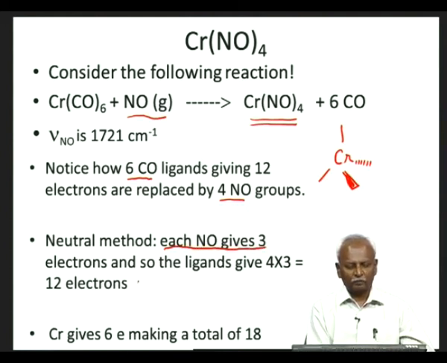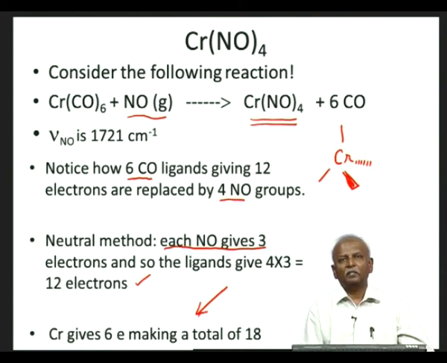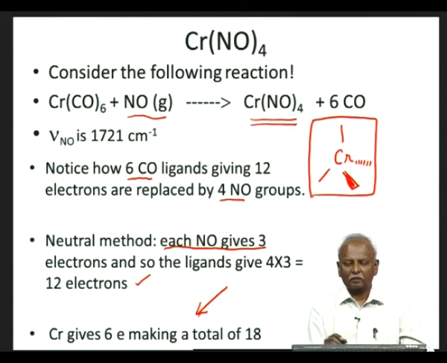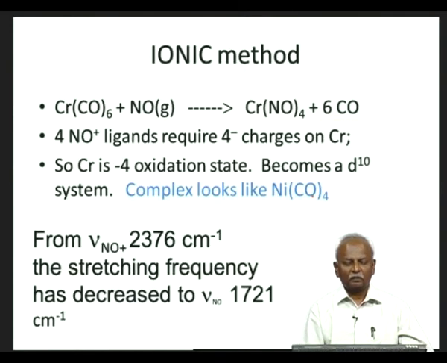So, we have 12 electrons that are being given by the ligand, and chromium itself gives you 6 electrons. So, that makes a total of 18. So, here once again we have an 18 electron system that is formed, which is pictured here. This is the 18 electron complex, but this time, because nitric oxide gives more electrons compared to carbon monoxide, we tend to have fewer nitric oxides, and so we have this tetranitrosyl complex.